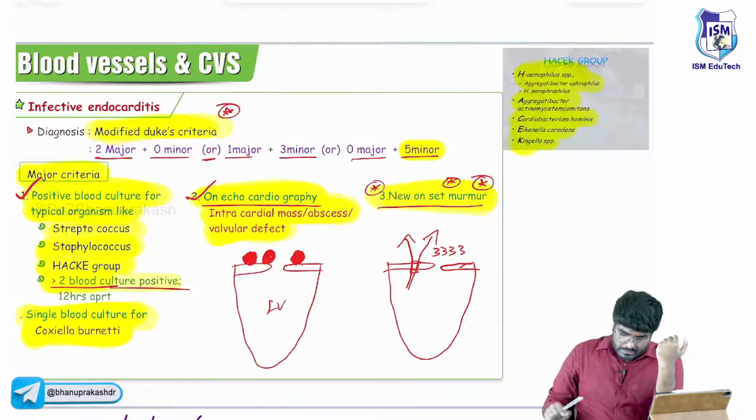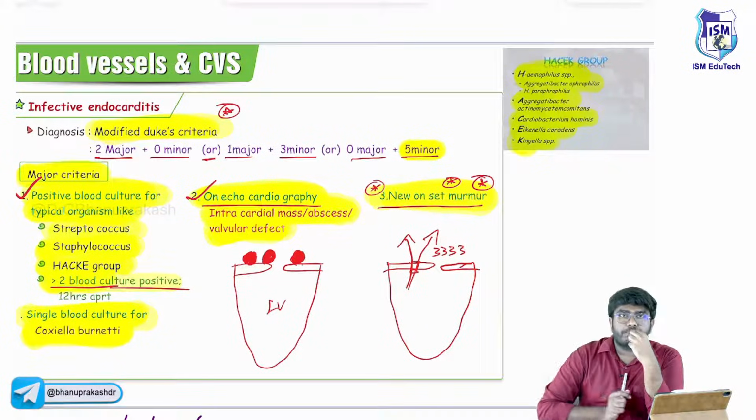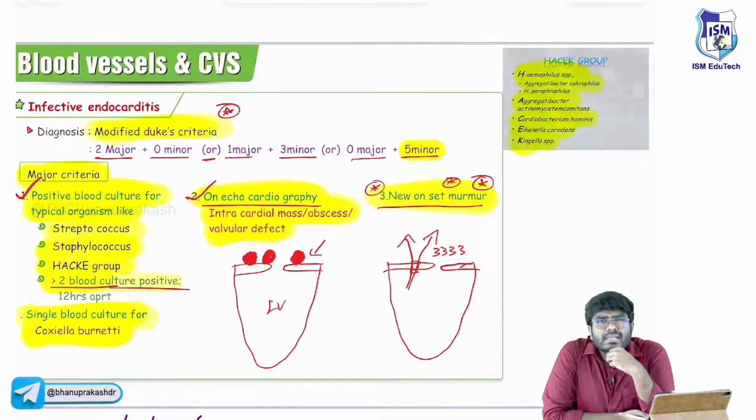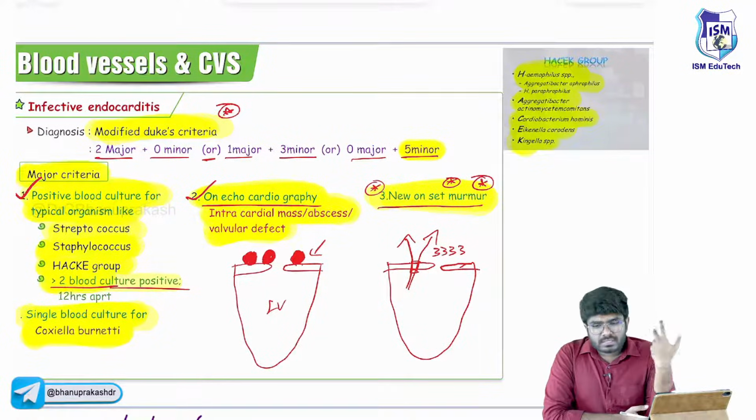Now, in your exams, they will ask you about the vegetations that are seen: are these vegetations septic vegetations or sterile vegetations? These vegetations are going to be purely septic vegetations. Like a bacterial party is going on in the body. Billions and billions of bacteria are circulating in the blood. So these are the platelet microthrombi which are totally filled with the bacteria.